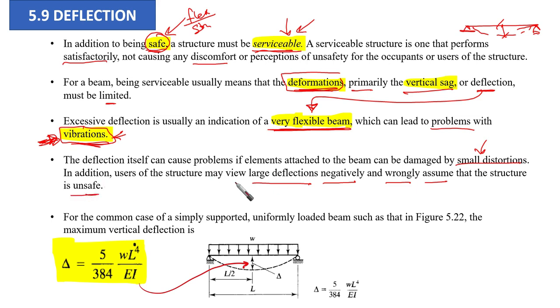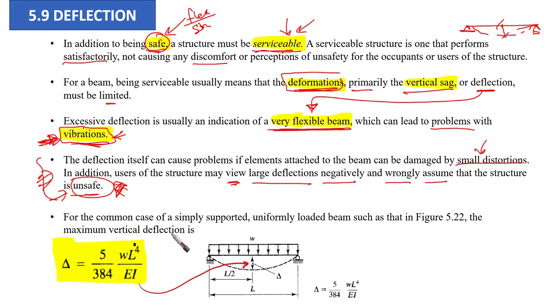That's right, because the viewers means people who are not professional, the occupants, for example, they cannot understand the meaning of safety and serviceability and so on. So they are going to say that, well, if there is a great deal of sag or vertical deflection of a beam, this gives them an alarm that maybe this element is unsafe, it's going to collapse. Okay, so we need to avoid this. It's a kind of a psychological aspect here for the users.